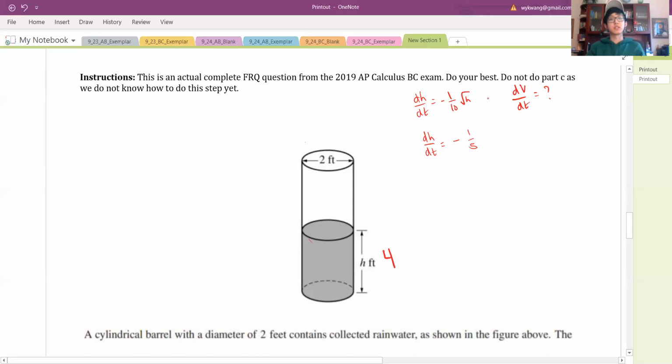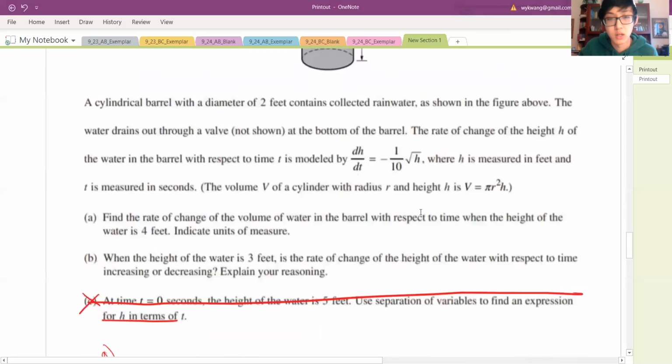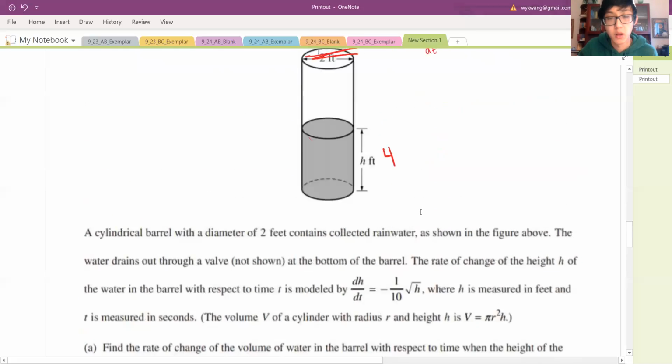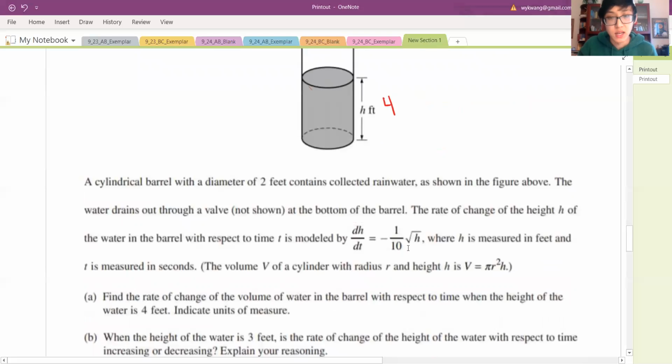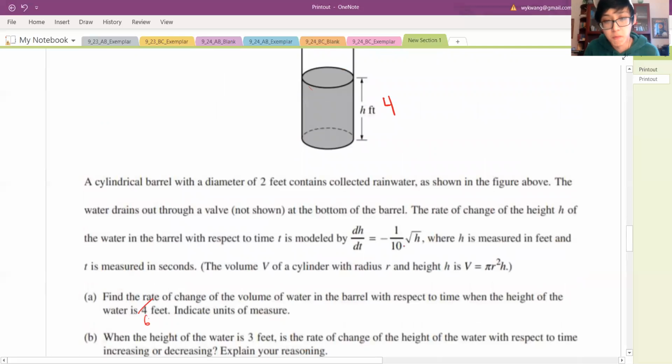Oh shoot, I need to change these values. I'm going to change these values really quick. I'm going to change this diameter to 4 feet, and I'm going to change the height to, okay, say 8 feet. No, let's say 6 feet. Okay, I'm going to change this to, no, actually, no.